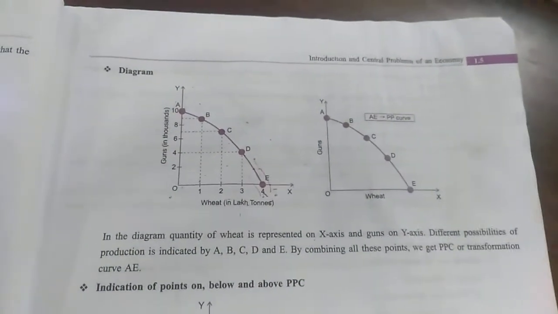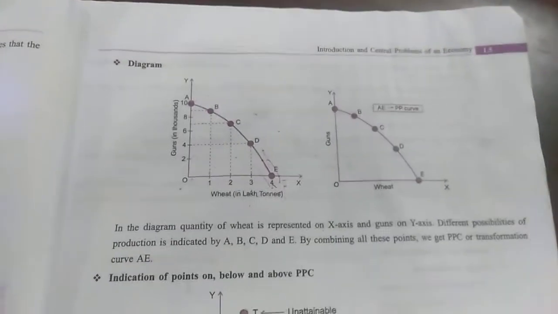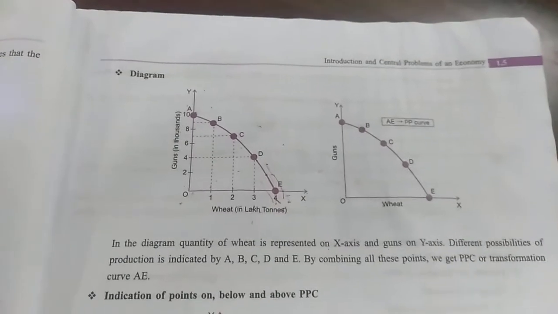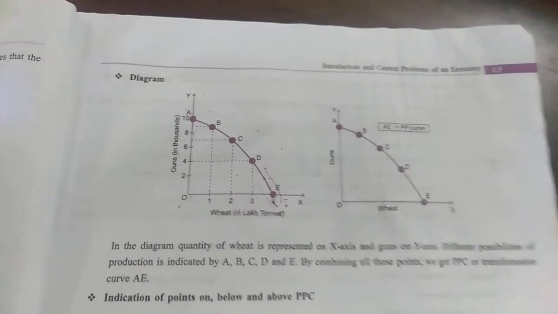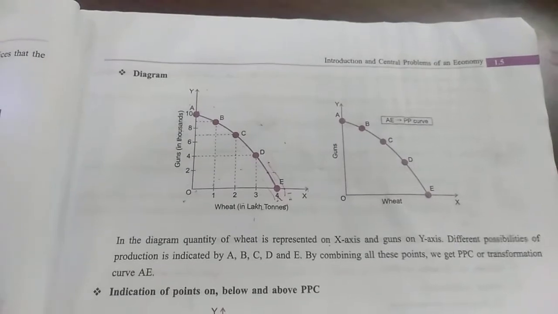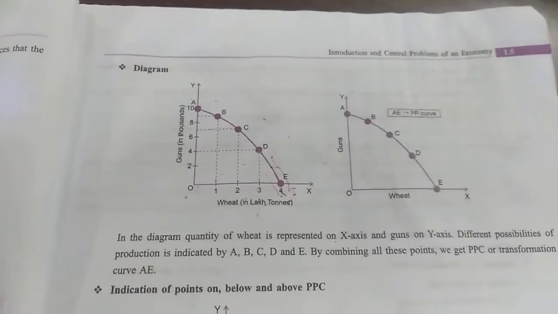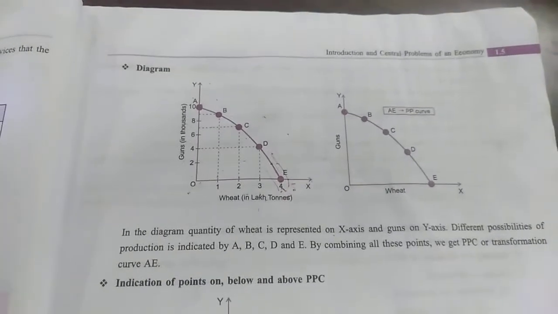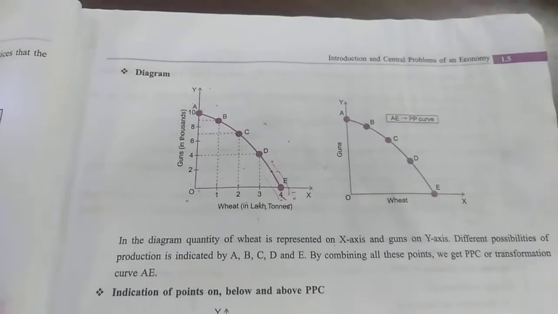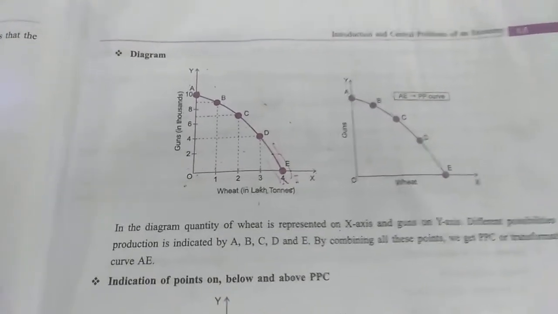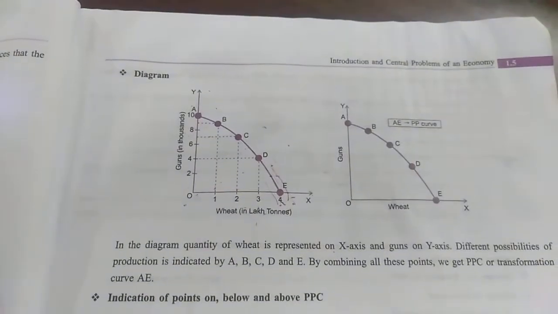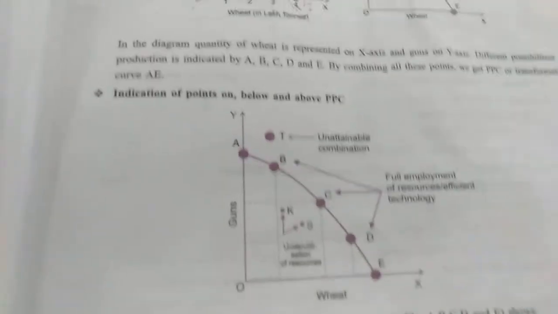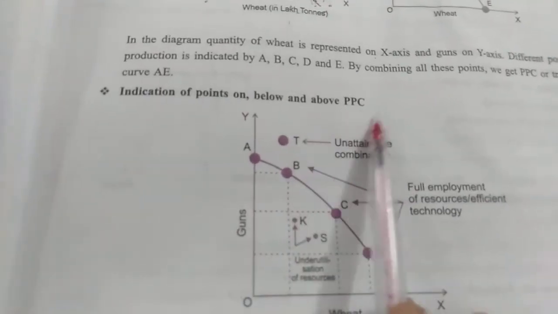Now we have to indicate also what happens if we are not able to utilize the resources properly. For example, 1 acre of land is there. Out of that 1 acre, only 80% of the land we are utilizing, and the rest 20% is not being utilized in an optimized manner. So in that situation, what will be the case here? That we are going to study right now. See, indication of the points below the PPC.